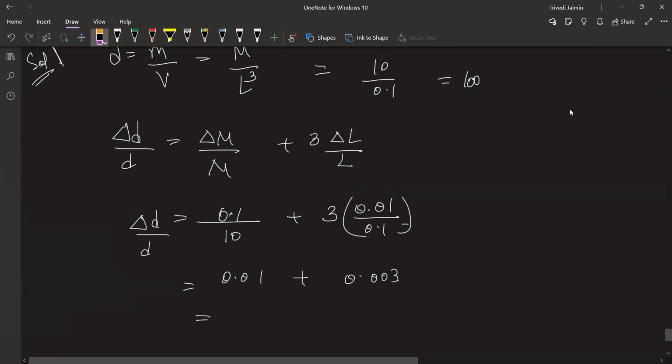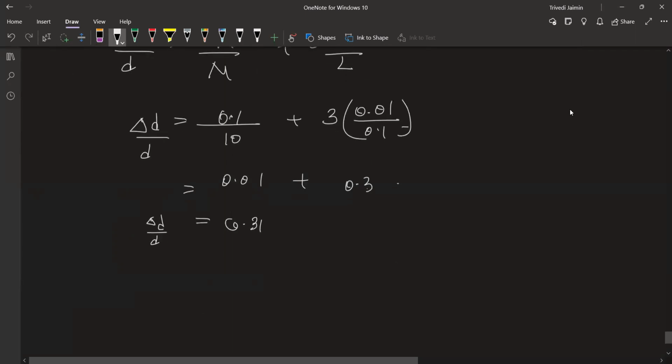One more zero here. So it's 0.3. Yeah, correct. 0.3, that means 0.31 is delta D by D. Delta D equals 31 kilogram per meter cube. So we don't have any option like that. So the option is none of these.